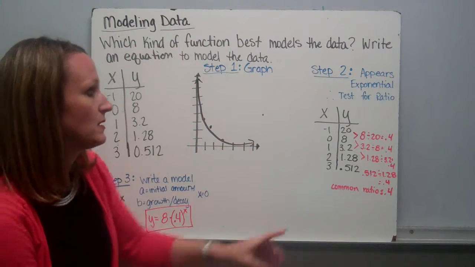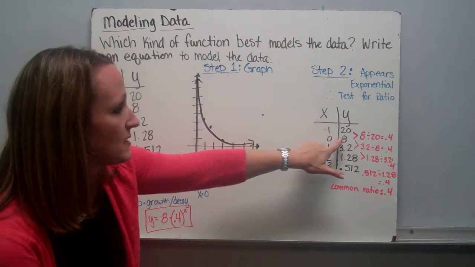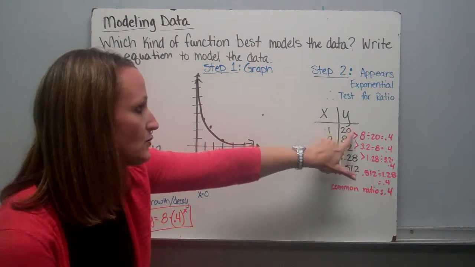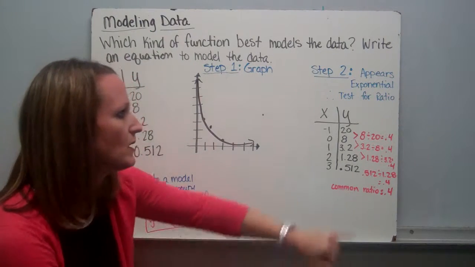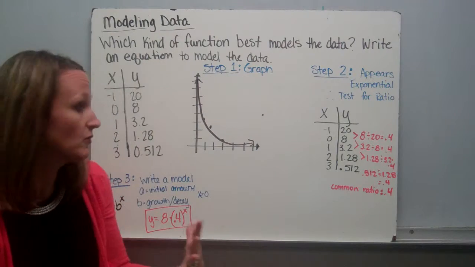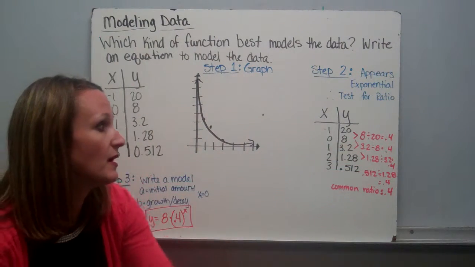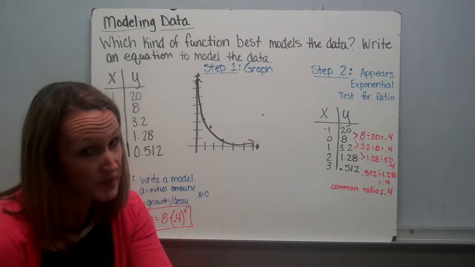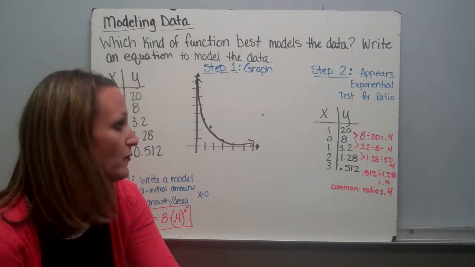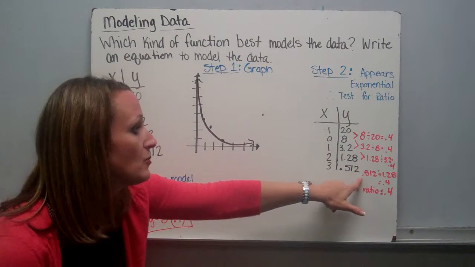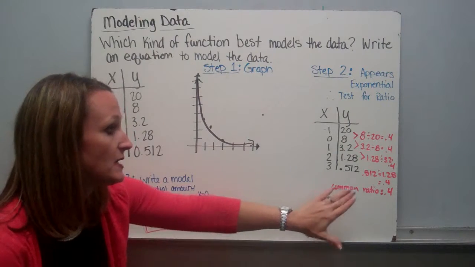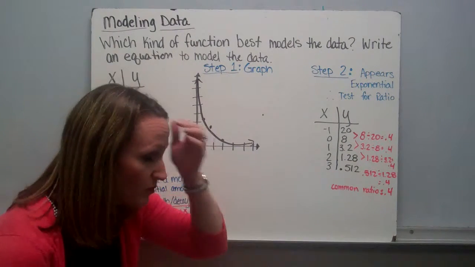So I'm going to go back. To find a ratio, take the second number and divide it by the first, because multiplying it in this case isn't going to work so well. So if I do 8 divided by 20, I get a ratio of 0.4. Well, does that work for all of them? 3.2 divided by 8, I get 0.4. So far, so good. 1.28 divided by 3.2, still 0.4. One more, let's see if it works. 0.512 divided by 1.28 is 0.4. So I can say that there's a common ratio of 0.4.